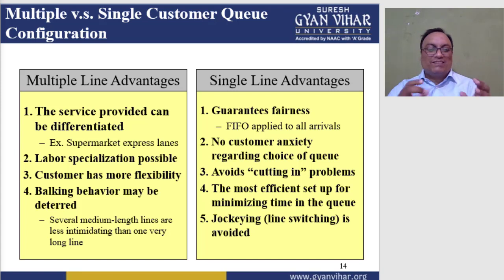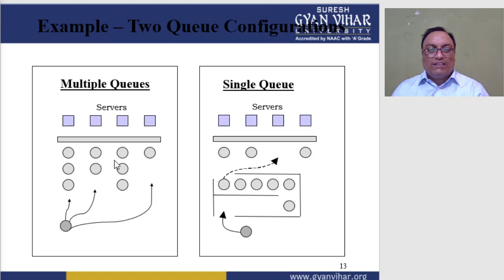In this situation, some person moves to this queue and then that queue, suppose like this. Here two persons are present, then this person moves to this side. Suddenly he sees that in this line there is only one person, so he moves to this line also. So here jockeying is present, but inside this single line queue, jockeying is not present, right?